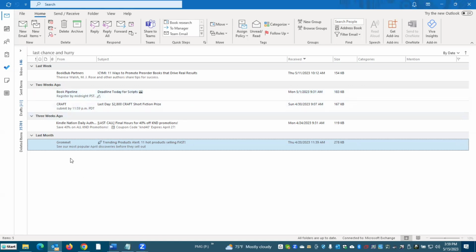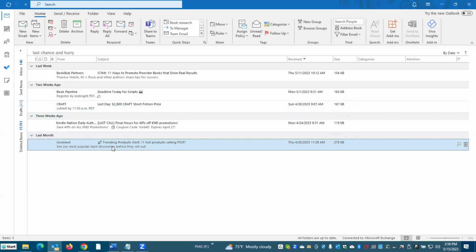But Grommet, you might be familiar with the Grommet. It's kind of like a cool online curated shopping site with really interesting products with interesting backstories. And if you're interested, you can pursue that further. But for now, let's just look at this Grommet email.